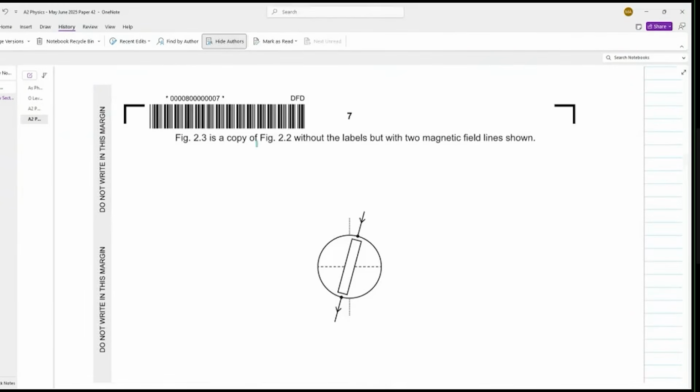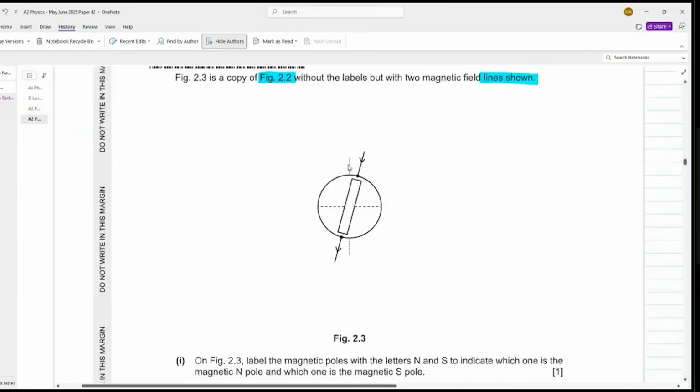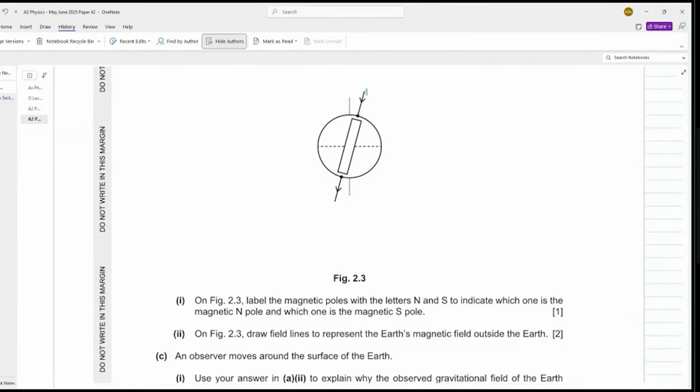Figure 2.3 is a copy of figure 2.2 without the labels but with two magnetic field lines shown. So the field lines are going into this pole and the field lines are coming out of this pole. On figure 2.3, label the magnetic poles with the letters north and south to indicate which one of them is the north pole and which one of them is the magnetic south pole.